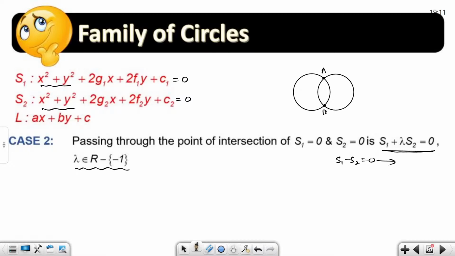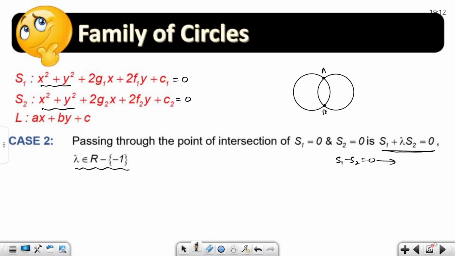So we should be very careful when we are finding out the family of circles passing through the point of intersection of two given circles. In that case, your lambda should not be taking the value -1. It can take any real value, doesn't matter, but it should not take -1. Have you understood the logic behind it?